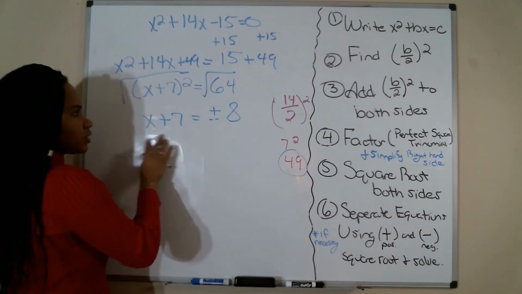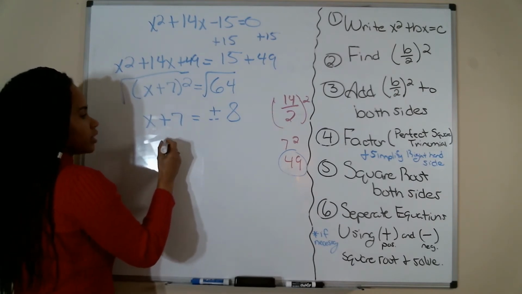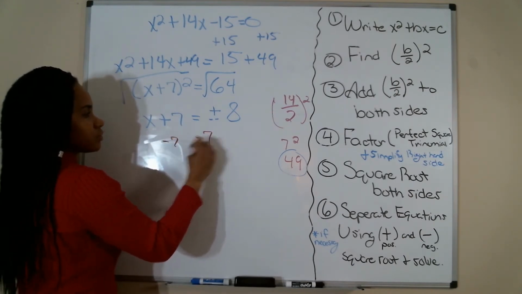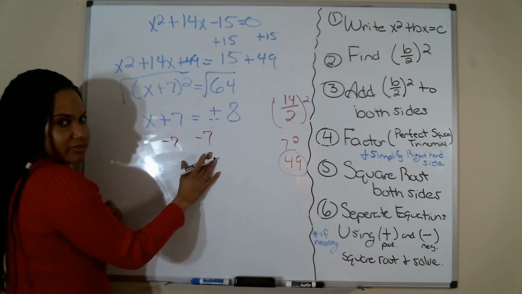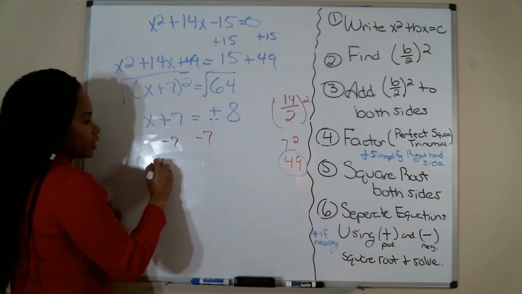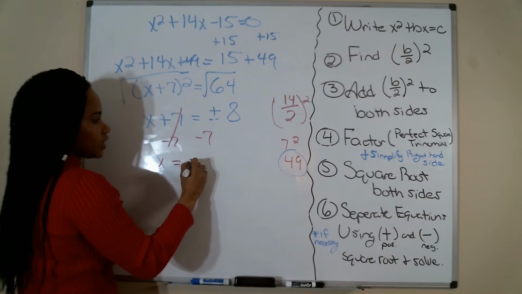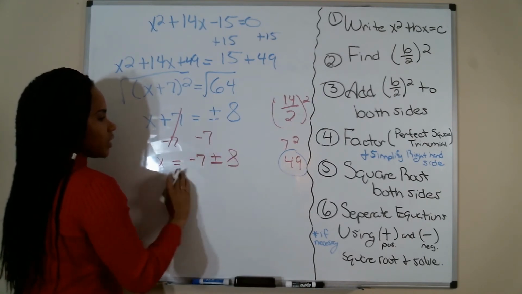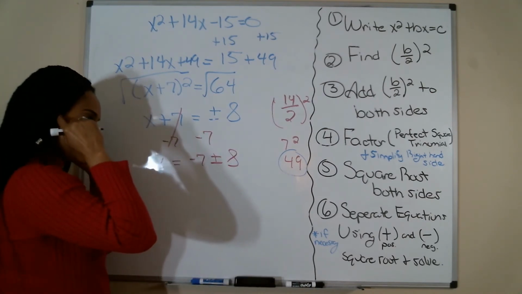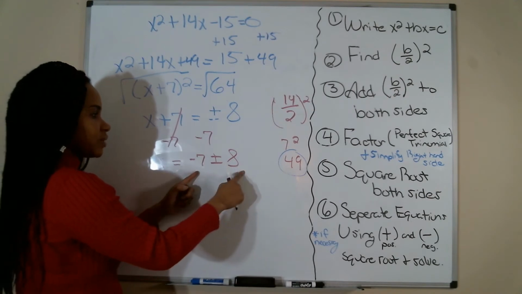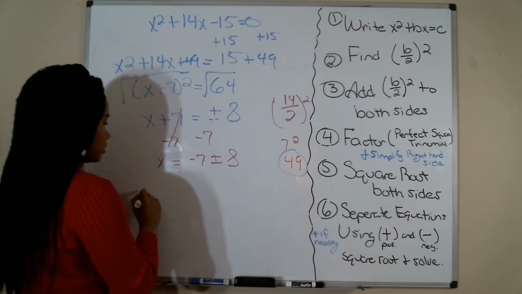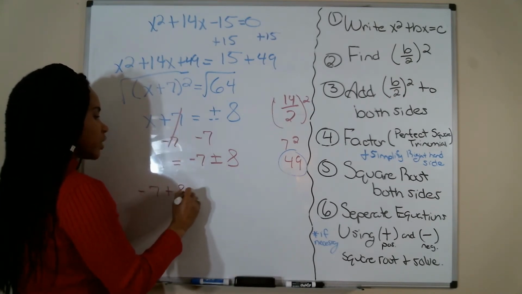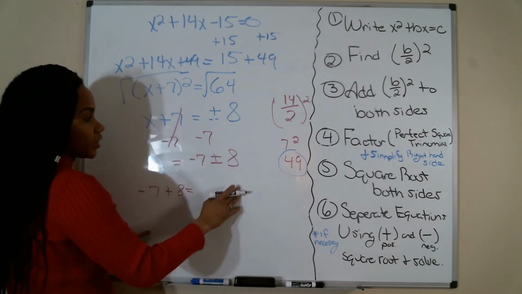You could, at this point, isolate your variable. So I'm going to go ahead and subtract 7 from both sides. So I'm left with x equals negative 7 plus or minus 8. Mentally, I would say negative 7 plus 8, that is, well, I'm actually going to write it out, but if you can do it mentally, go ahead and do that.